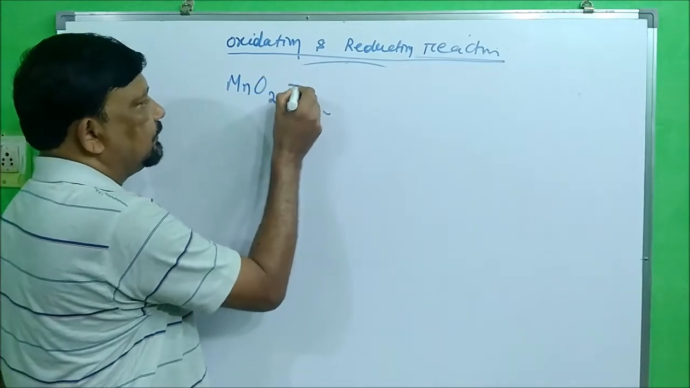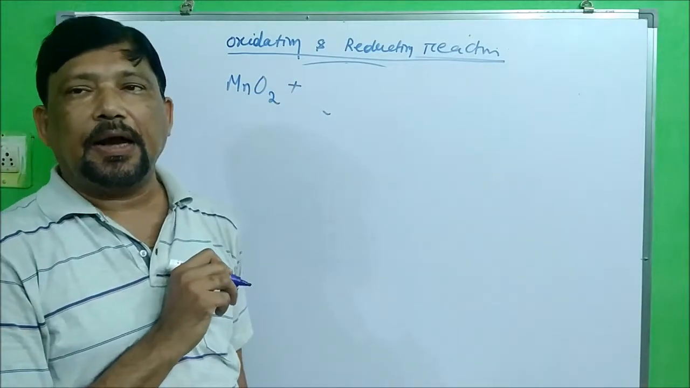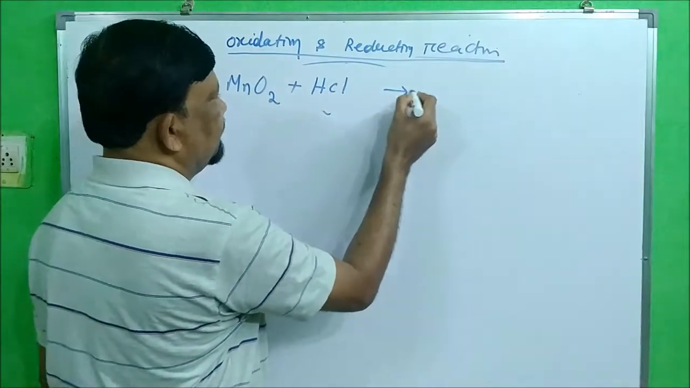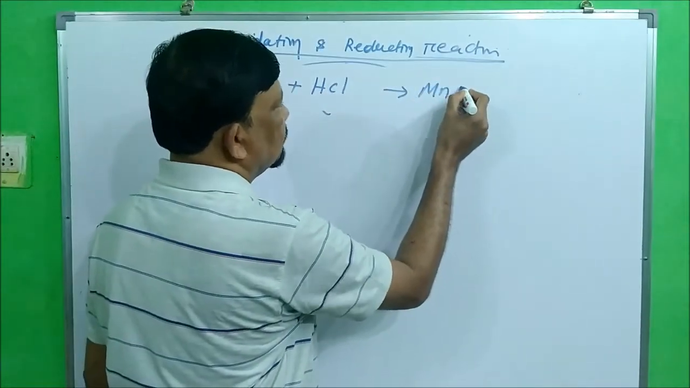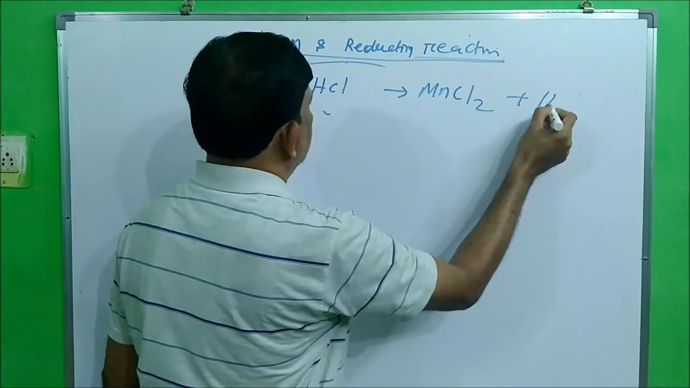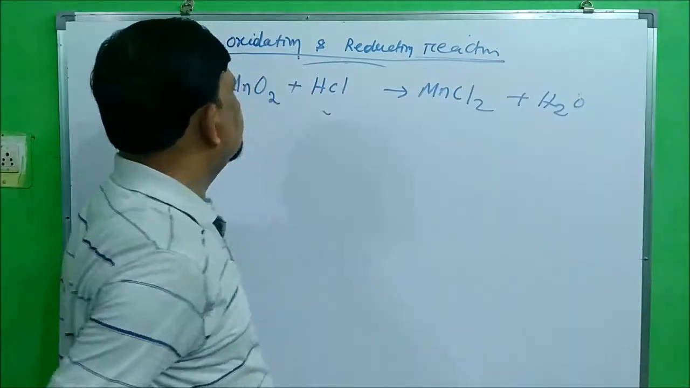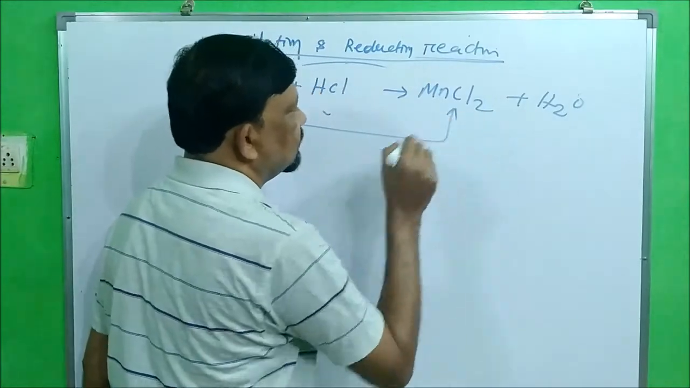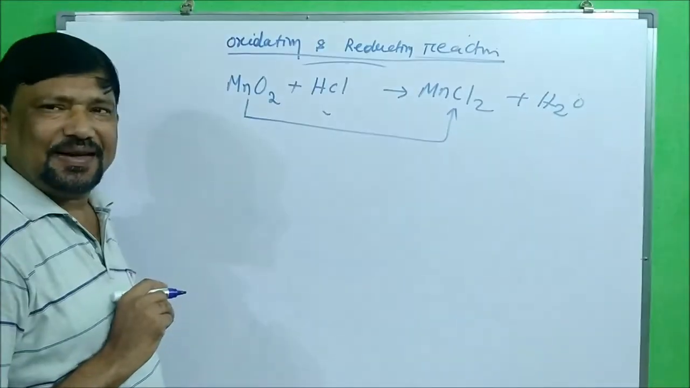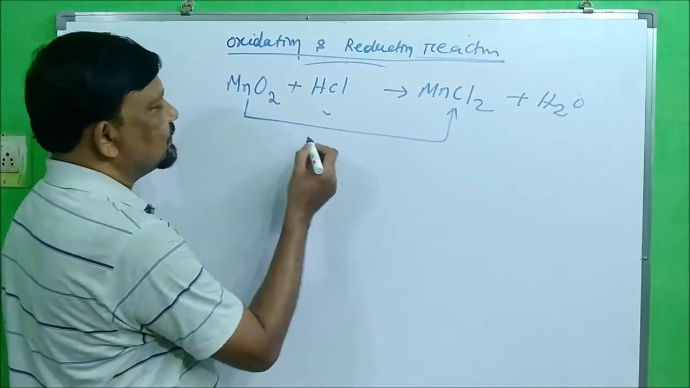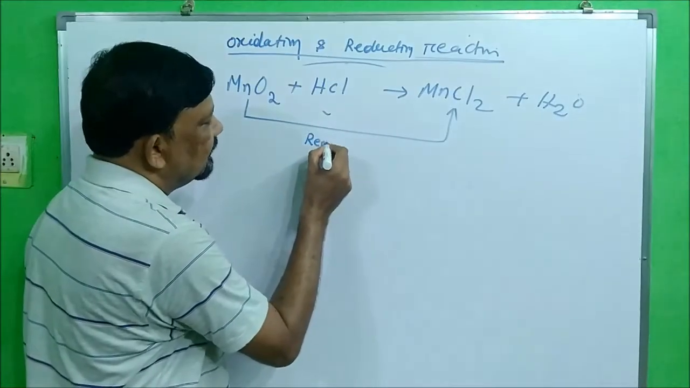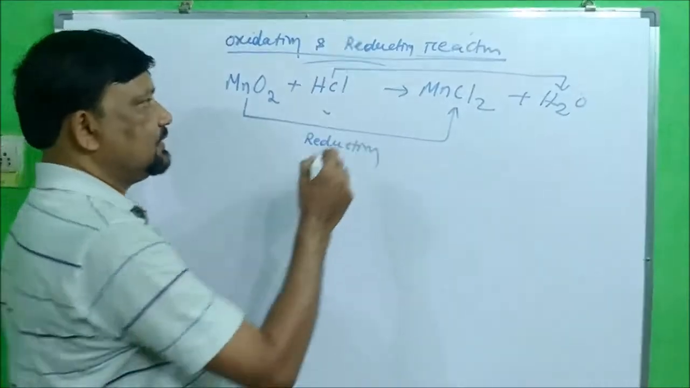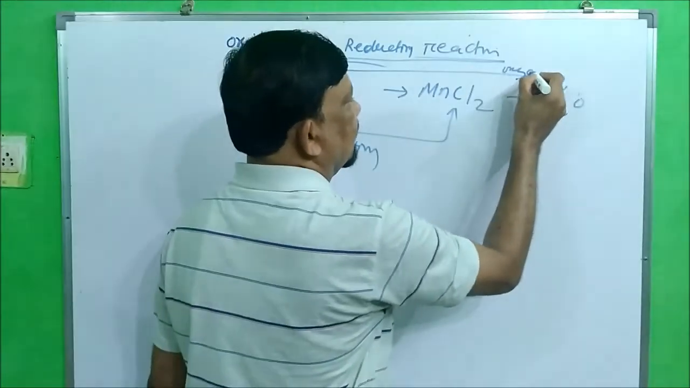One more example, manganese oxide when it reacts with hydrochloric acid, it gives you manganese chloride plus water. See, MnO2 loses oxygen, right? Loss of oxygen is reduction. H gains oxygen to form water. It is oxidation.